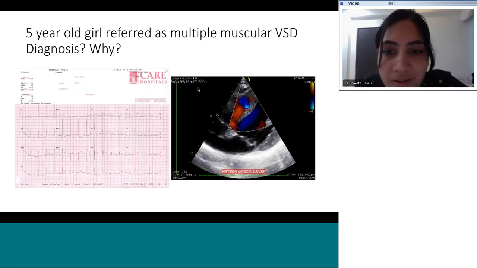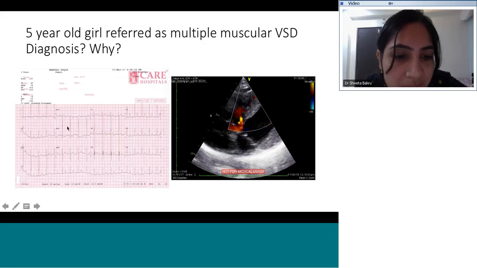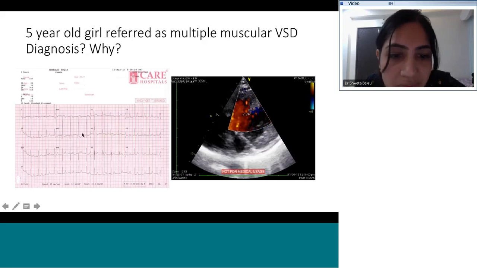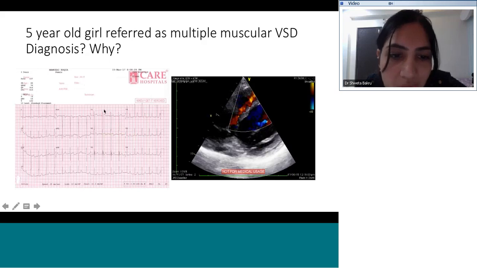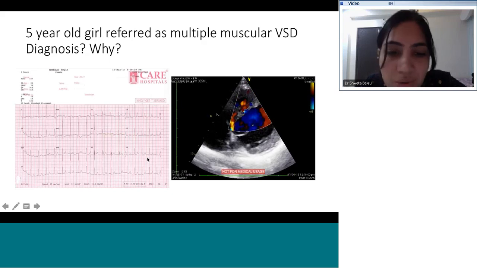Okay, now let us look at the ECG one by one. There is a leftward axis. It is normal sinus rhythm. There is a small R wave in V1. There is no S wave in V6.